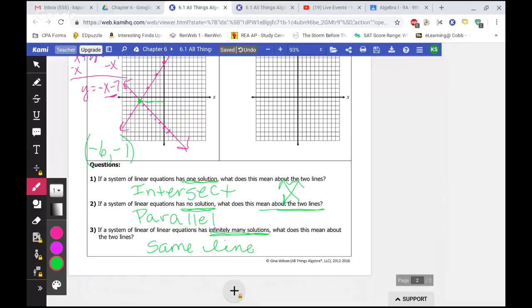The lines intersect. I need to draw that there. The lines are parallel. Or the lines are the same.